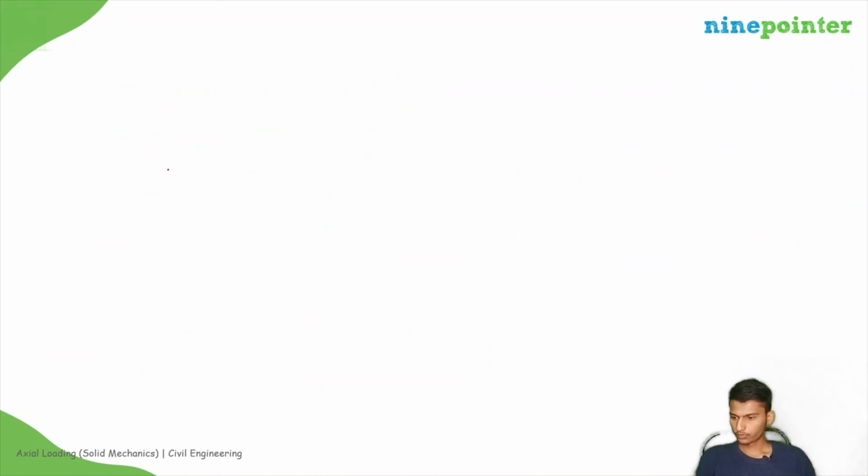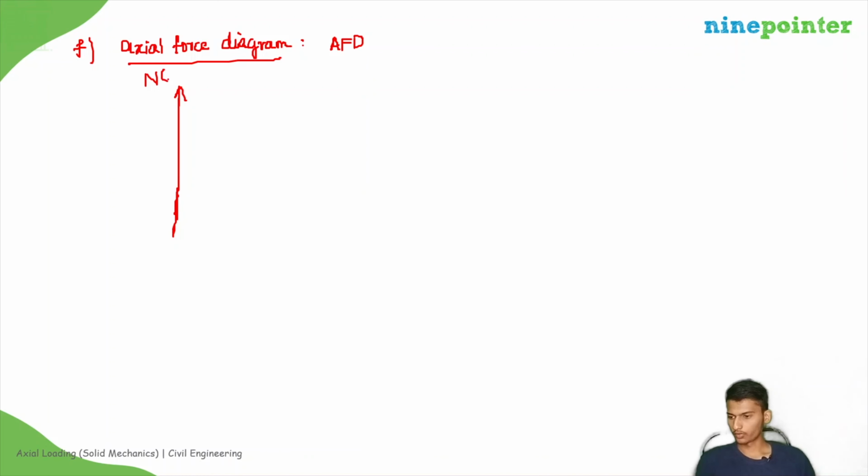So in F, axial force diagram. Axial force means it is the internal forces developed due to the axial load. तो उसका ग्राफिकल रिप्रेजेंटेशन को हम बोलेंगे एक्सियल फोर्स डायग्राम AFD. So this is N of x and this is length, right?